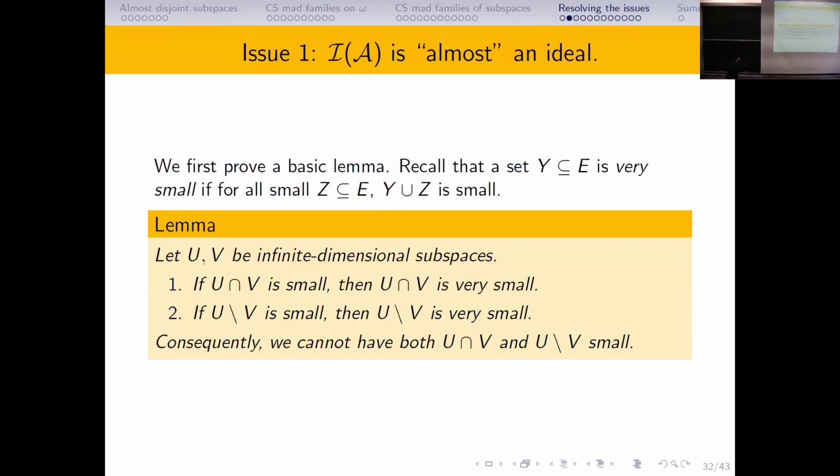Sorry, let me go back to this. The first statement is essentially saying that finite dimensional spaces are very small. And the second case is, if U minus V is small, then it's very small, for infinite dimensional subsets. An important consequence of this lemma is that it's not possible for a subspace, infinite dimensional of course by default, to split another subspace into two small components. This is an important consequence.